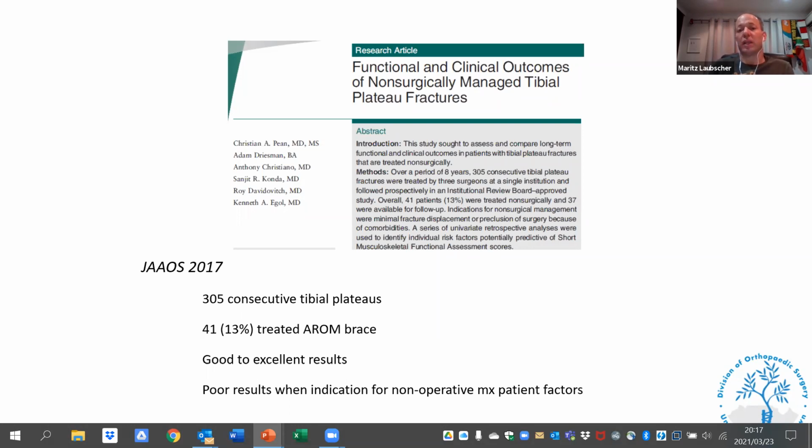And very importantly here, they looked at the ones treated in a brace that did not have a good outcome. And in these cases, non-operative management was selected for patient factors, not for fracture displacement. In other words, it might be fractures that would have benefited from surgery, but the patient was too unwell or too old or had too many comorbidities. So that basically means that a fracture that fulfills the criteria for non-operative treatment can be successfully treated in an adjustable range of motion brace compared to a plaster cast.